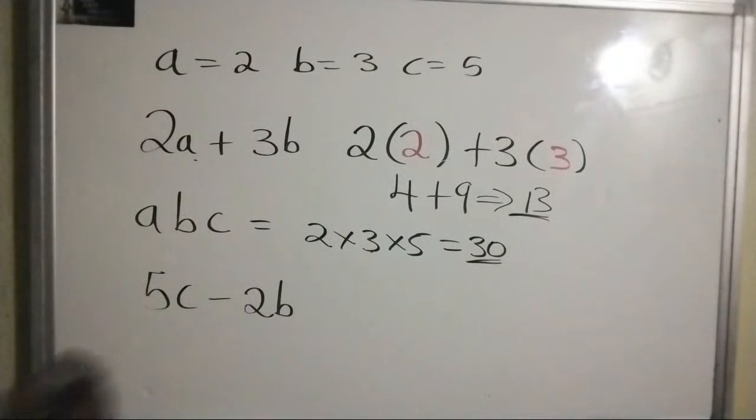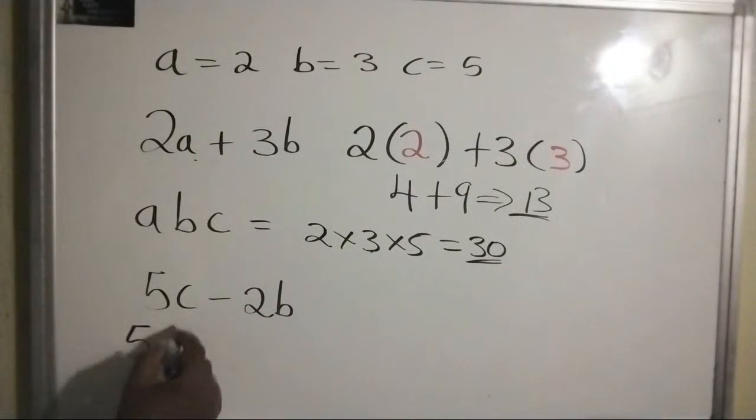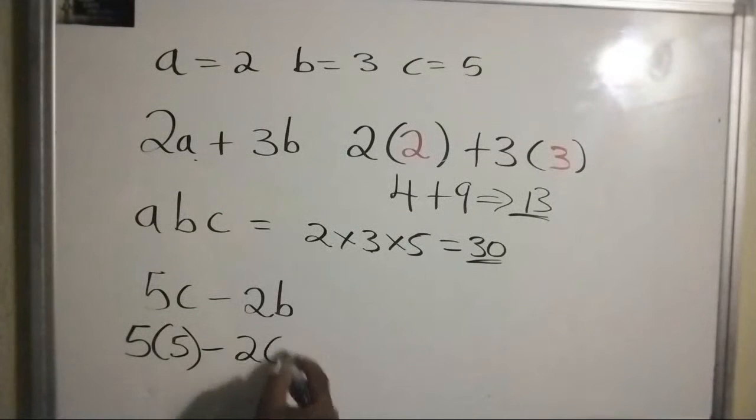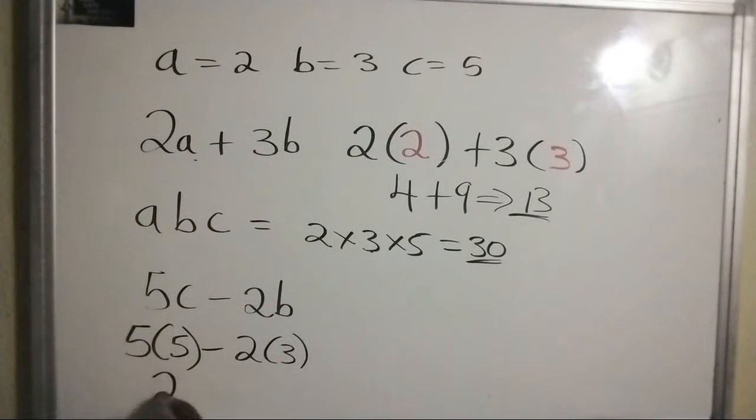Right, look at this one now. 5 times C, which is 5 times 5, minus 2 times B, which is 3. So we multiply first. 5 times 5 is 25, minus 2 times 3 is 6, and that is 19. So job well done, guys.